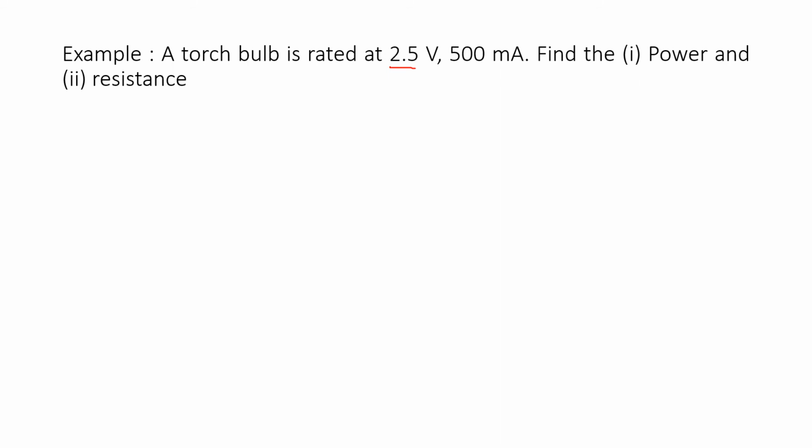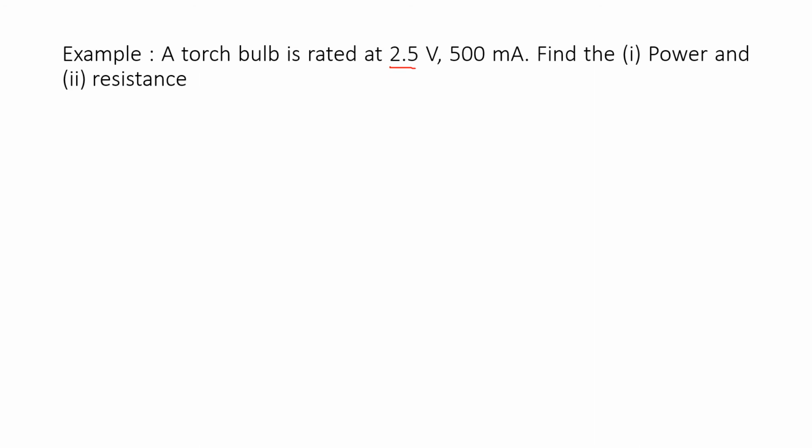So we have a torch bulb here, which should be operated at 2.5 volt. And when you operate at 2.5 volt, it consumes 500 milliampere electric current. What is milliampere? Yes, 1000 milliampere is 1 ampere. So milliampere means 1 upon 1000 ampere. Now we have to calculate the power and the resistance.